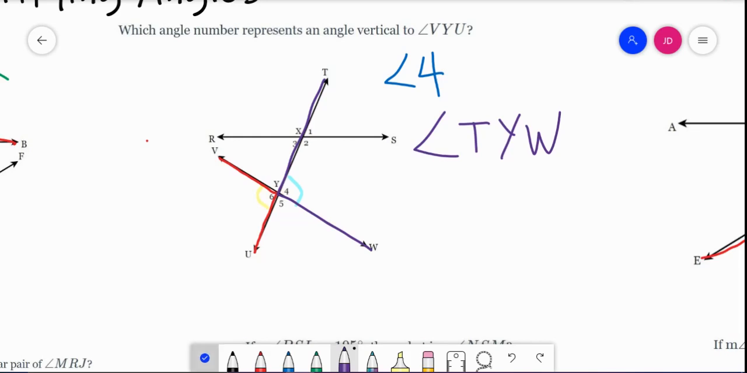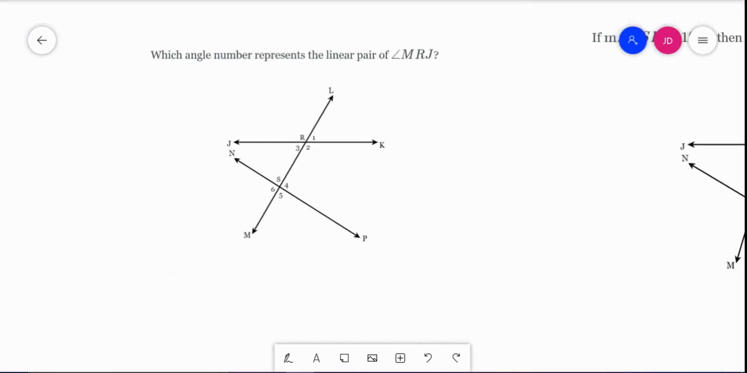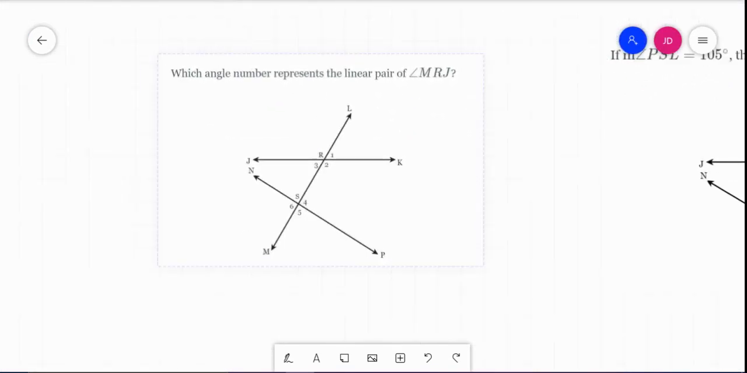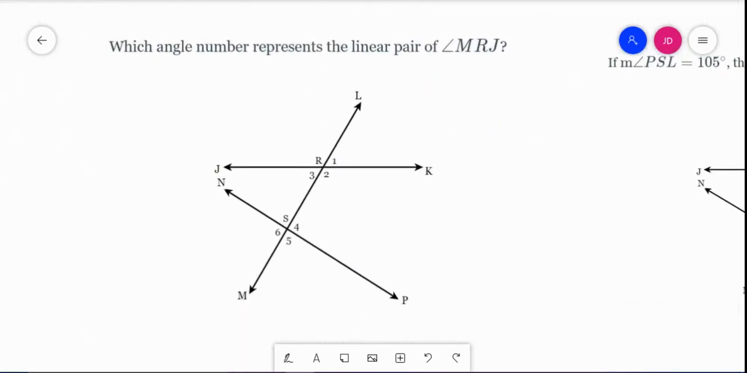All right, let's look at another one. I'm going to make this a little bigger. All right, linear pair. A linear pair makes a straight line with MRJ. All right, where's my M? M. R. Oh, careful. You've got to go all the way up here. J. M, R, J. So that's this angle right here.